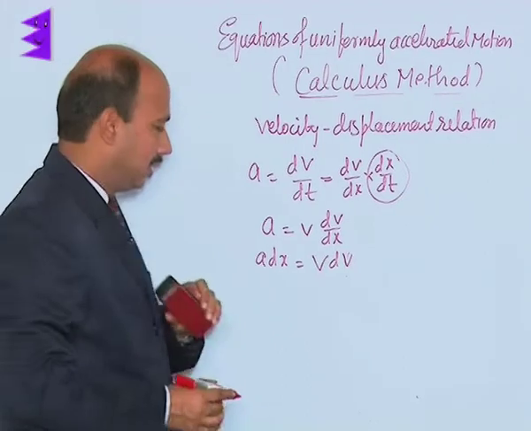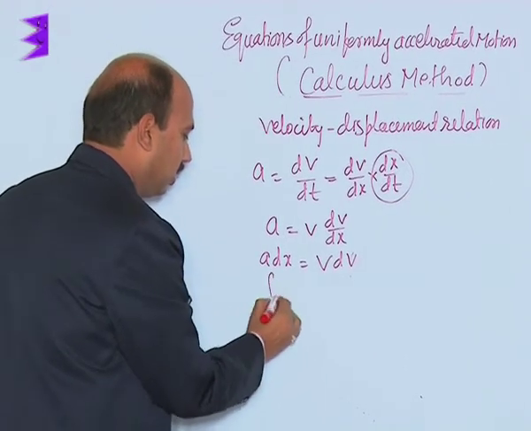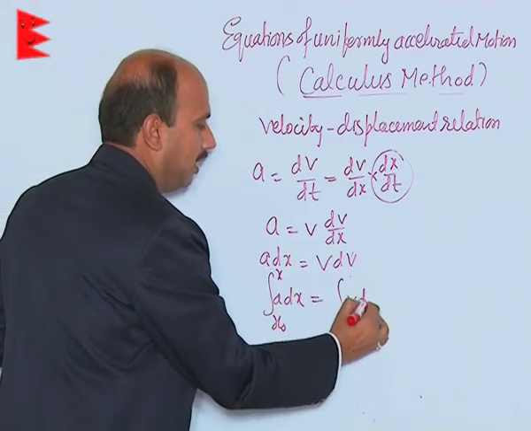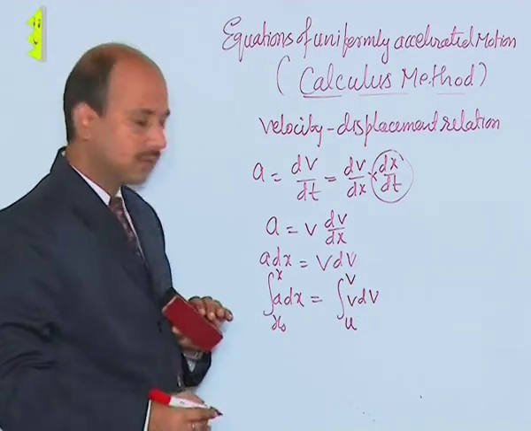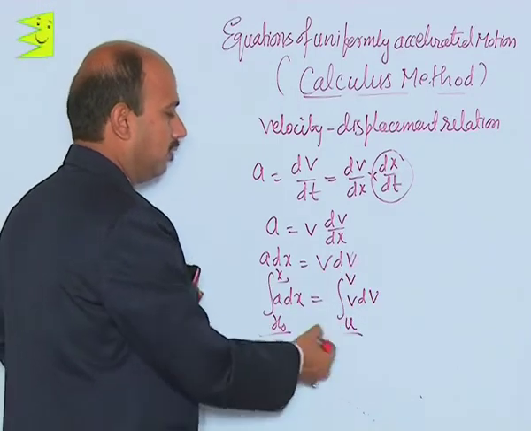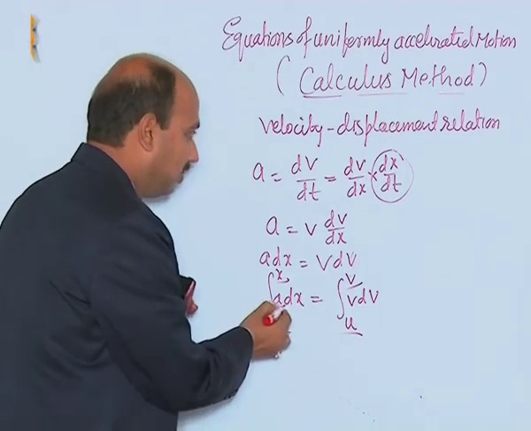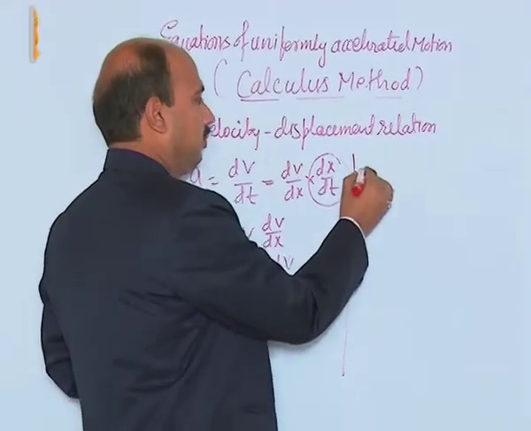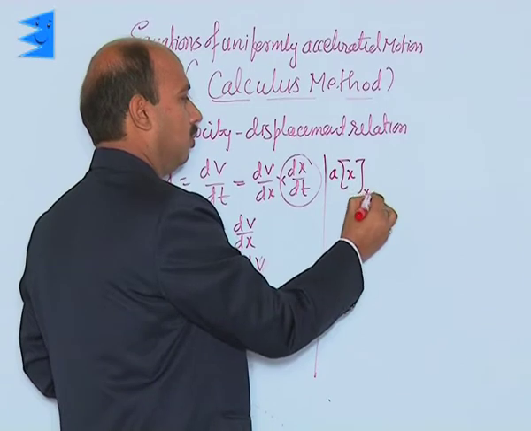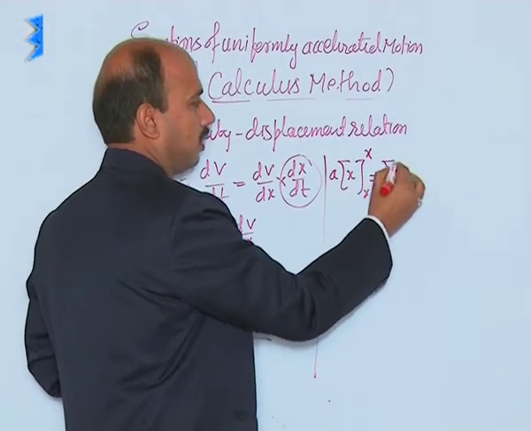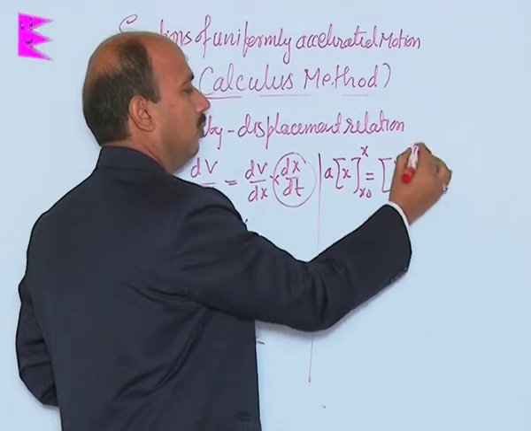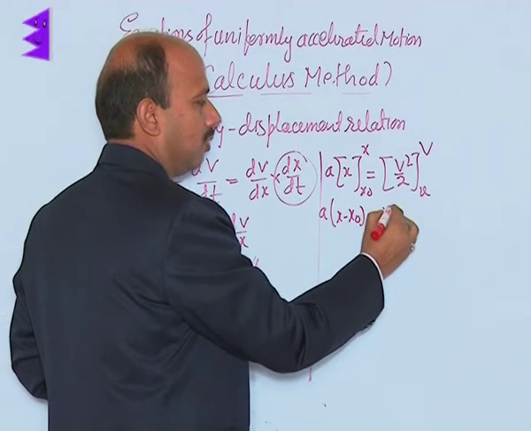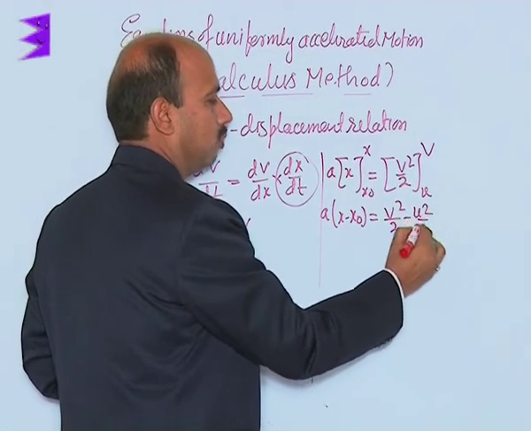Now, we integrate it again by taking the limits. A dx from x naught to x is equal to v dv from u to v. Initial position, final position, initial velocity, final velocity. As we know A is uniform, so we can write A from x naught to x is equal to v square by 2 from u to v, or we can write A into x minus x naught is equal to v square by 2 minus u square by 2.